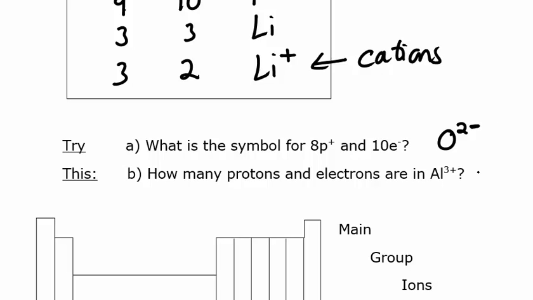How about part B? How many protons and electrons are in Al3+? Again, to get the number of protons, look at the periodic table: atomic number 13. So it's got to have 13 protons or it would not be aluminum. And if it's 3+, that means there are fewer electrons than protons. We can't change the number of protons and still call it aluminum, but we can change the number of electrons. So we would say there are 10 electrons.